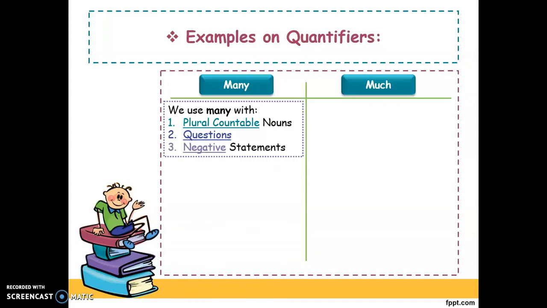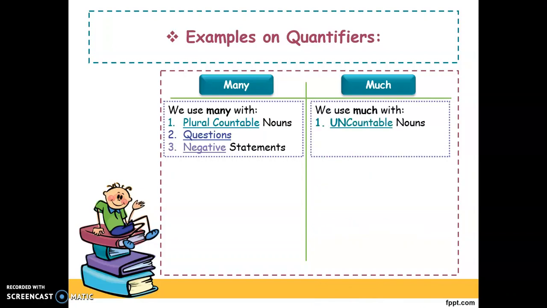Number 3, when we want to make negative statements. Negative statements, basically a sentence that is in the negative form. What about much? Now, on the other hand, we use much with uncountable nouns like water, air, like ketchup, like mustard, like mayonnaise, and other uncountable nouns. We can actually use much when we want to form questions, just like many, and when we want to talk about negative statements.